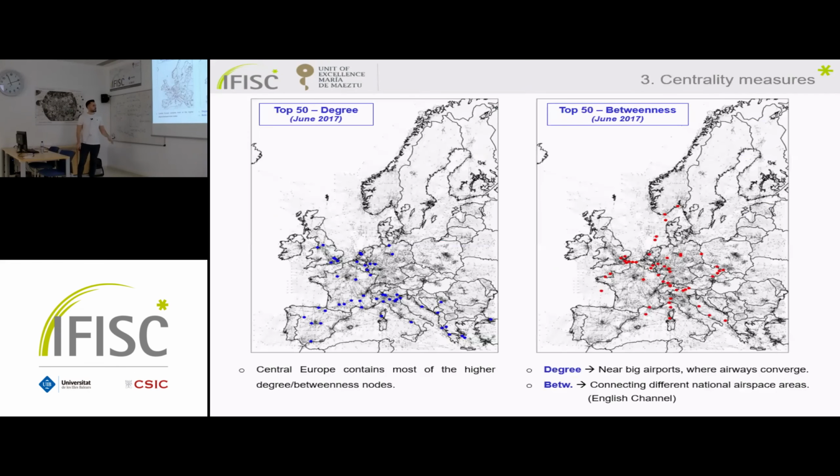Here in the next slide, I present 2 maps with the most central nodes. First of all, we have the nodes of highest degree, which are mainly located close to main airports where a lot of airways converge. And secondly, I also present the nodes with highest betweenness centrality, which are located in key regions, like for example this one here of the English Channel that connects the continental European airspace with the United Kingdom.